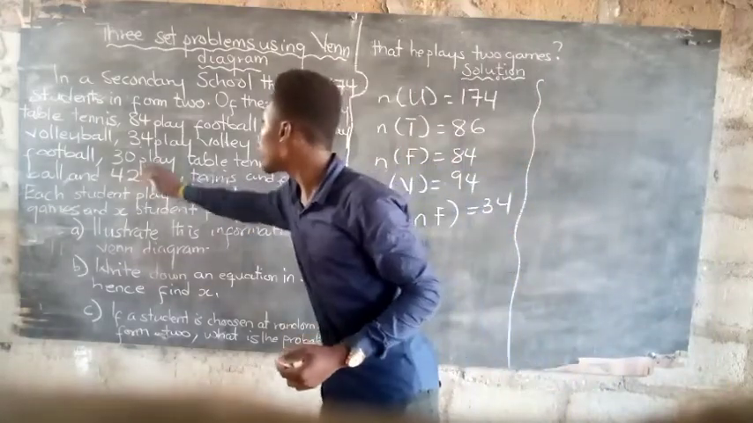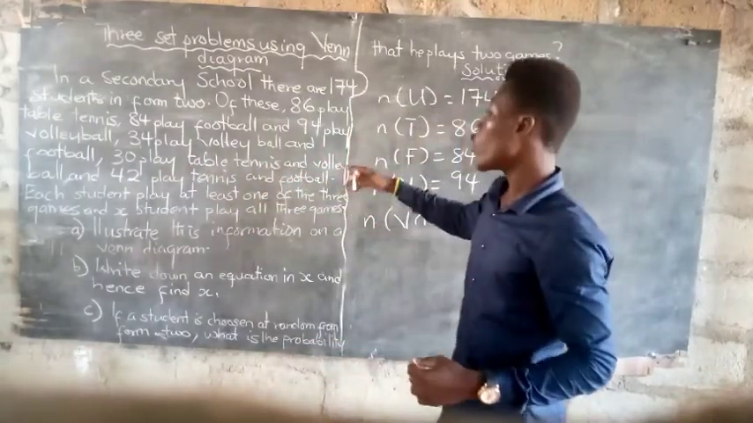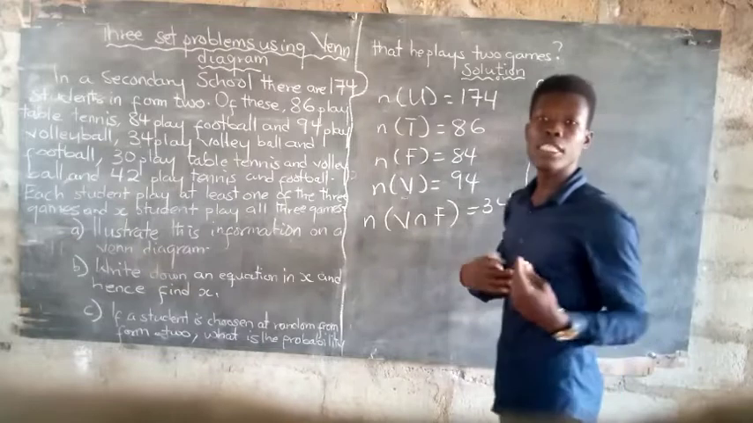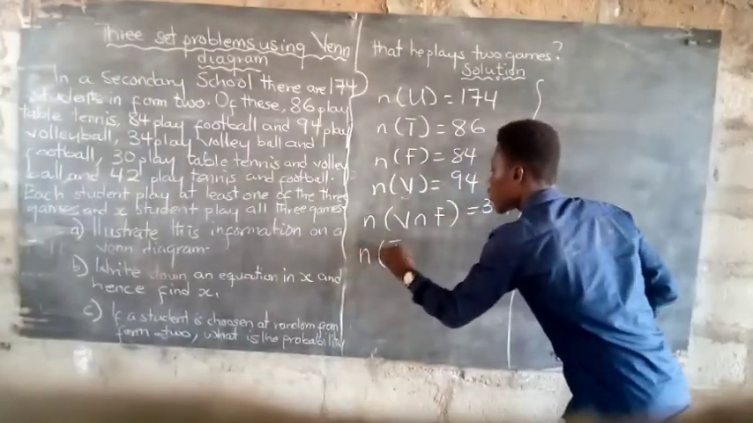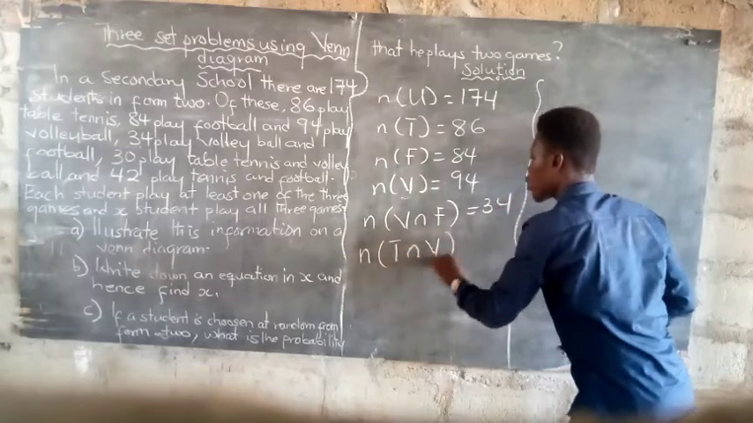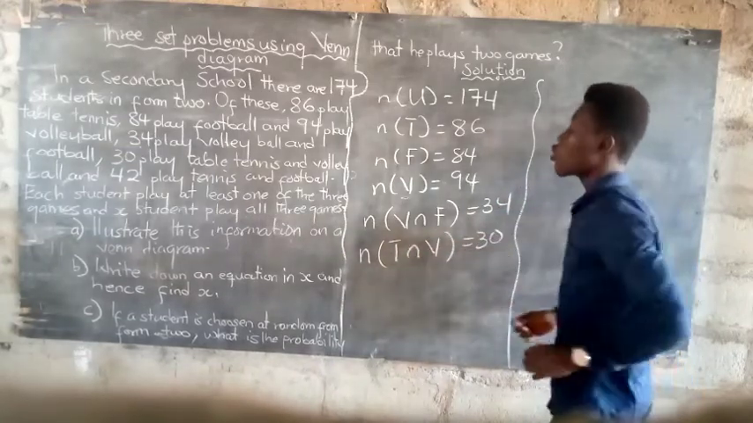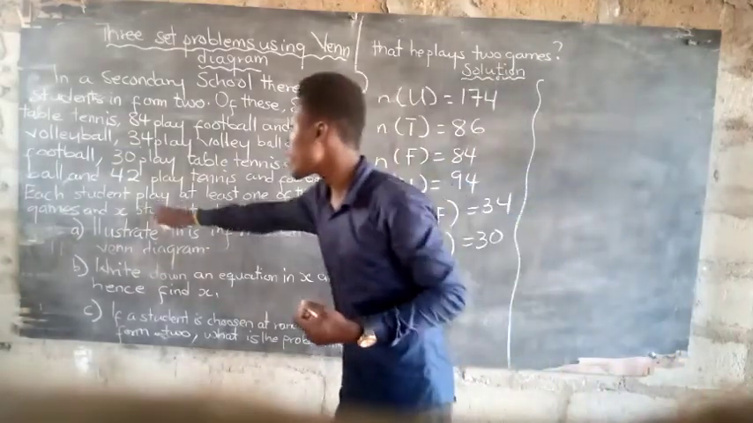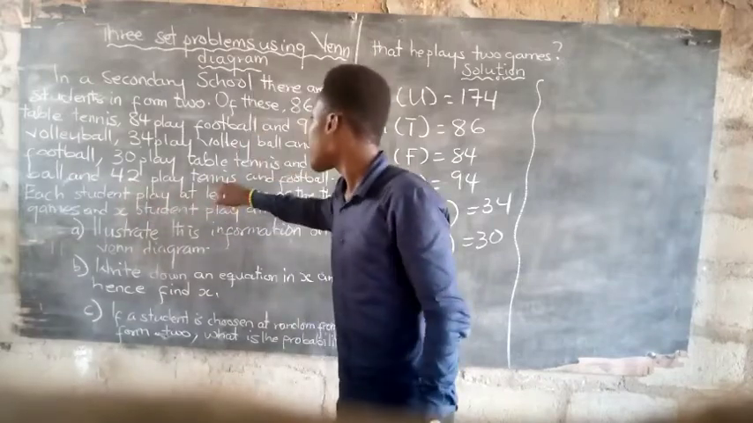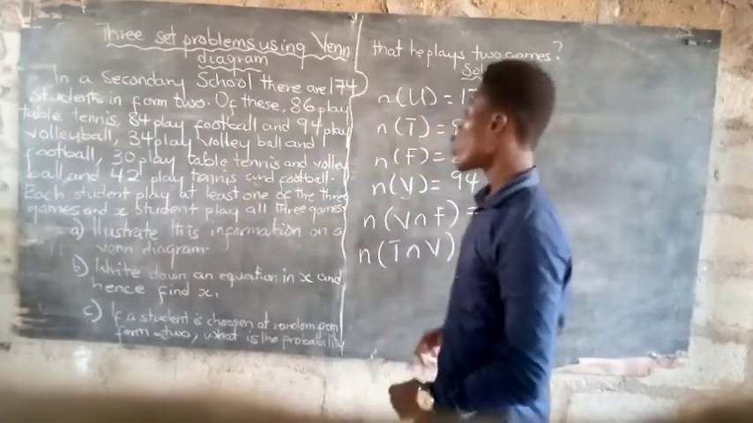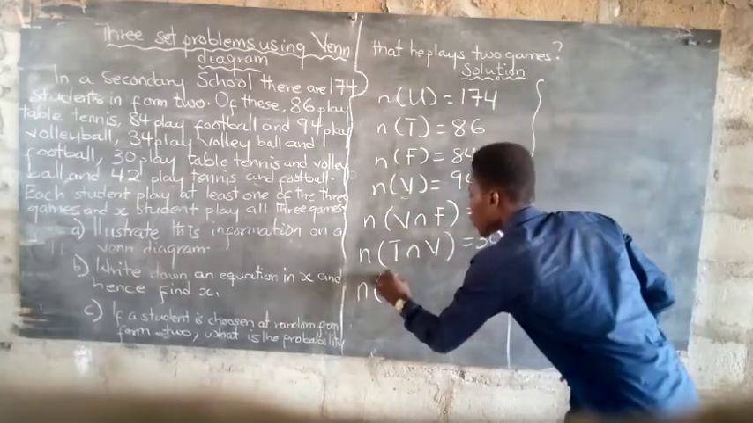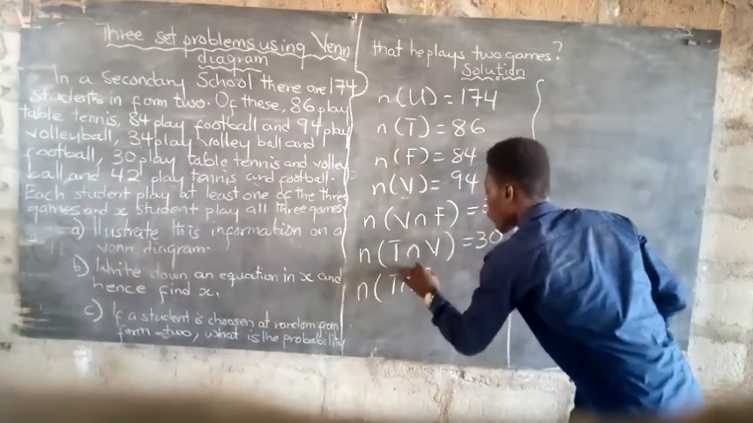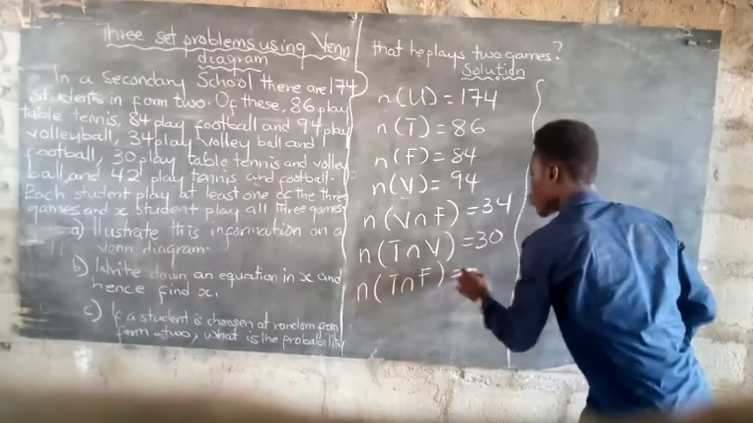They went on to also tell us that 30 play table tennis and volleyball. So that means the intersection of table tennis and volleyball. So n(T ∩ V) is 30. And they went on to tell us that 42 play table tennis and football. That means the intersection of table tennis and football. So n(T ∩ F) is equal to 42.